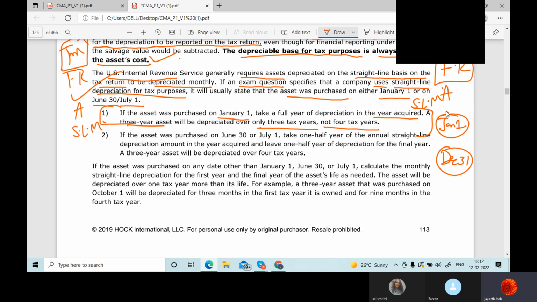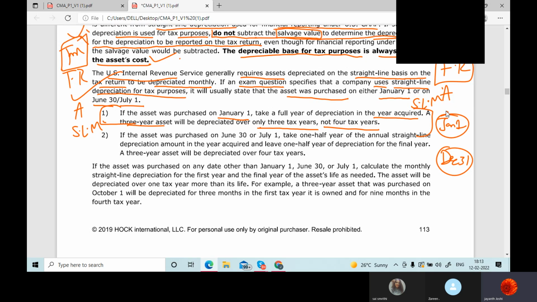This is not like the MACRS method, whereby the half year convention runs: half year in the first year, half year in the last year, and full year in the between years. Here, if it is the straight line method and the asset has been purchased at the beginning of the year, you need to take full year depreciation, and if it is an asset which has to be depreciated for 3 years, they would not spread the depreciation over 4 years. It would only be for 3 years.